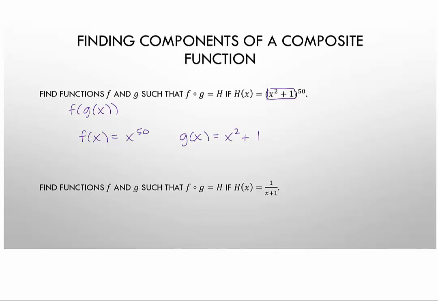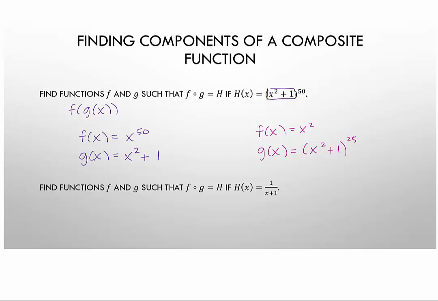So to me, that seems kind of like the obvious choice, but there are other options. So I'm just going to move this over here. If I had thought about it a little bit differently, maybe I looked at this and saw f of x was equal to x squared. Well, what would I have to substitute in for x in order to get something to the 50th power? Well, g of x could then be x squared plus 1 to the 25.